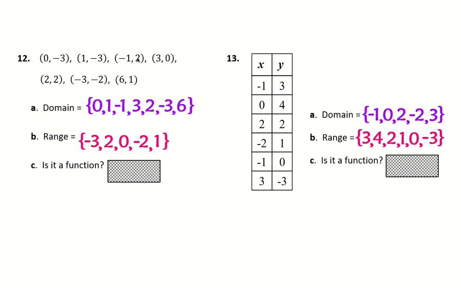So are we repeating? It doesn't look like we are repeating in number 12, so this should be yes, it is a function. But, oh, look at this. That's not allowed, so that is not a function, because if you input something, every input is only supposed to have one output. You can't have -1 as an input mapping to both a 3 and a 0. So number 13 is not a function. You just have to look for whether or not there's repeat x's.